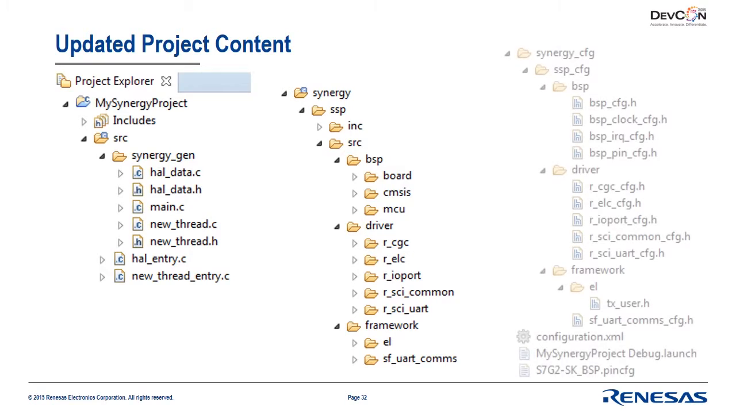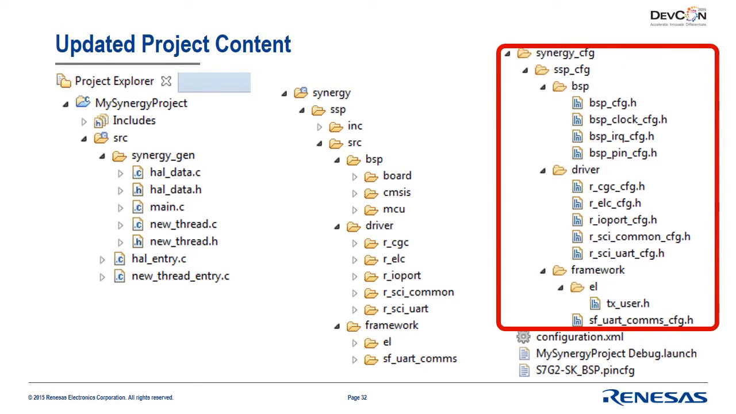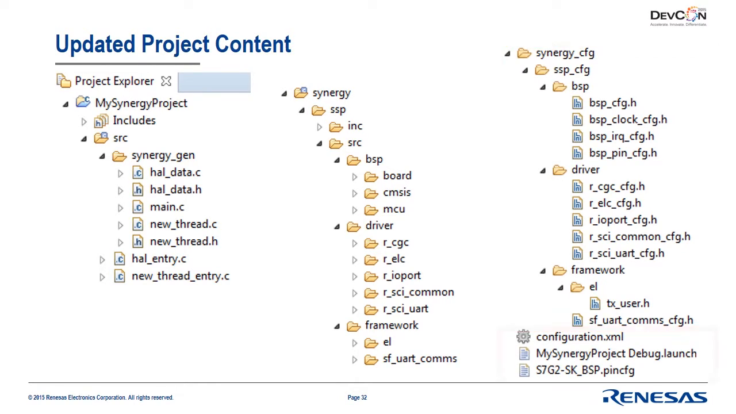Just want to highlight three other files that are part of your project. One is the configuration.xml. This is essentially the project editor. So if you open a project that already exists in your workspace and you want to bring up that editor, you double click on the configuration.xml. That brings up your editor with all the configurators.